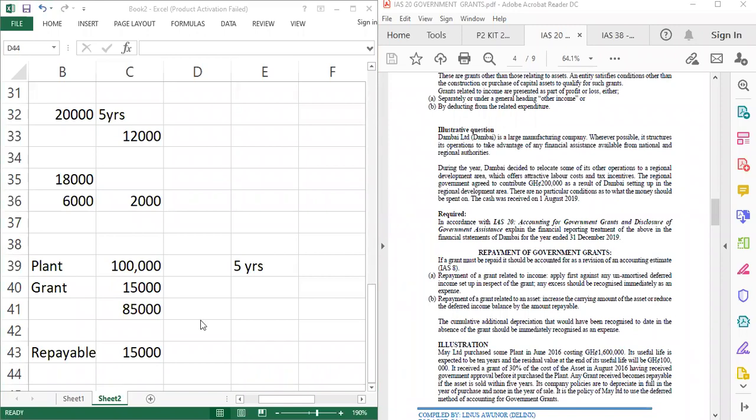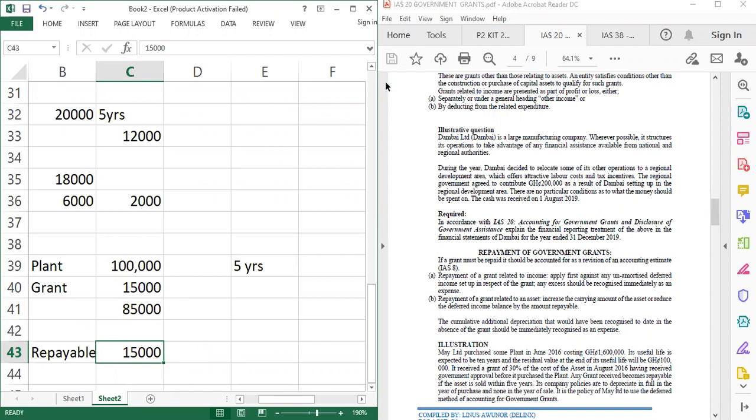Okay. Whenever they say the grant becomes repayable, the best way to know how you can account for this is that the portion that you are paying, assume that that portion of the grant was not taken at all. If that portion of the grant was not taken at all, then what should have been the cost of the asset at the day that you purchased the asset? Then you now start depreciating the asset as if that part of the grant was not taken.